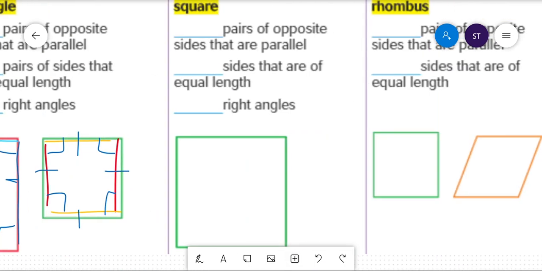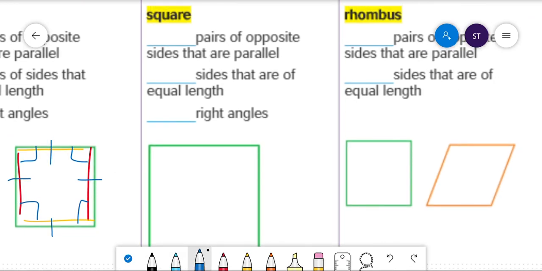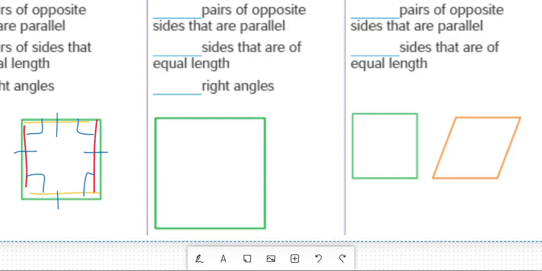Next, we look at shapes that are only classified as a square. We know that a square can be a rectangle, but a rectangle cannot be a square. I know this sounds a little confusing, but let's look at why. Let's look at what classifies a shape to be called a square.